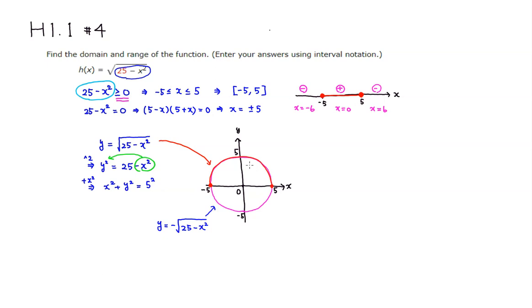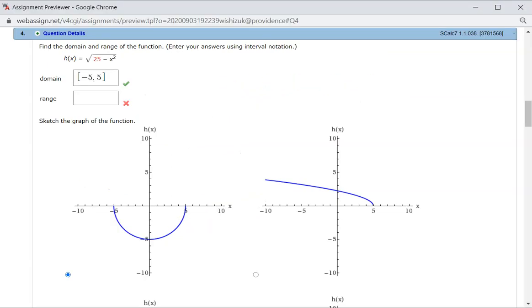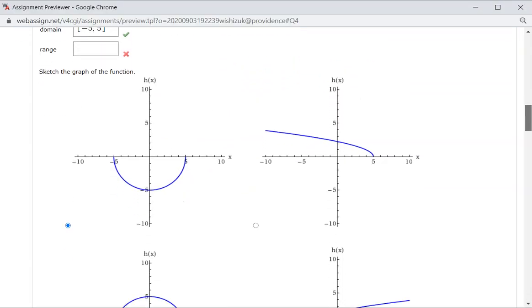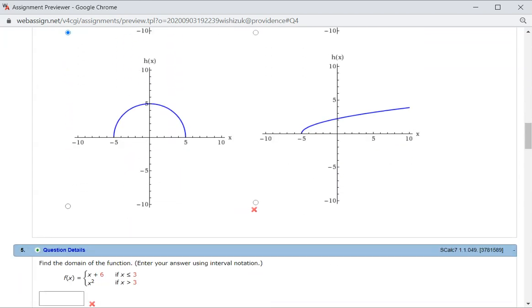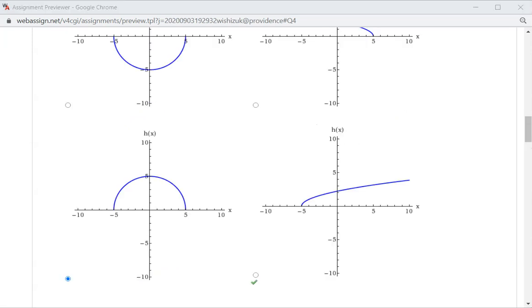All right, so once you've done that, we can actually answer this question. So which is the correct picture? You can see that it's a top semicircle, so I'm going to check that, and let's check the answer. All right, it came back, and looks like we got the correct picture there.